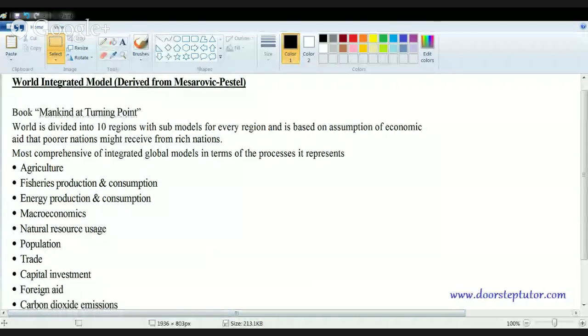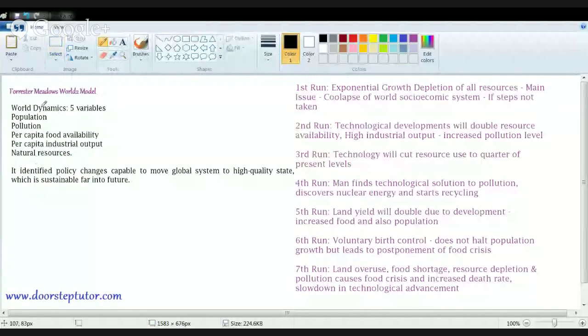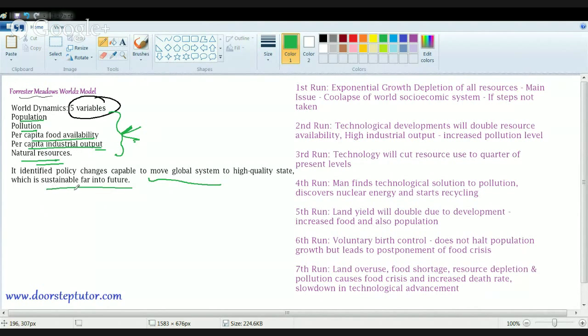So you have the World 2 model. The World 2 model propounded by Forrester and Meadows considered 5 variables. These 5 variables were population, pollution, per capita food available, per capita industrial output, and natural resources. Based on these 5 variables, they try to identify policies that can move the global system into a highly sustainable future system. So here they gave the concept of run.